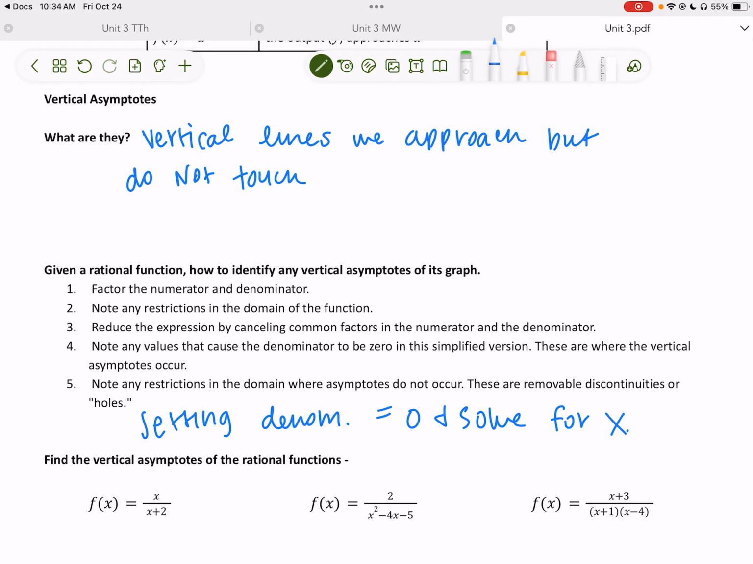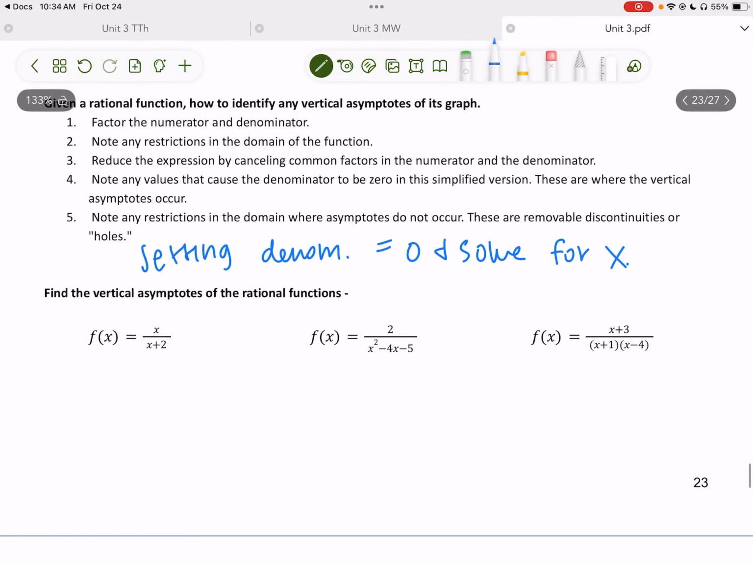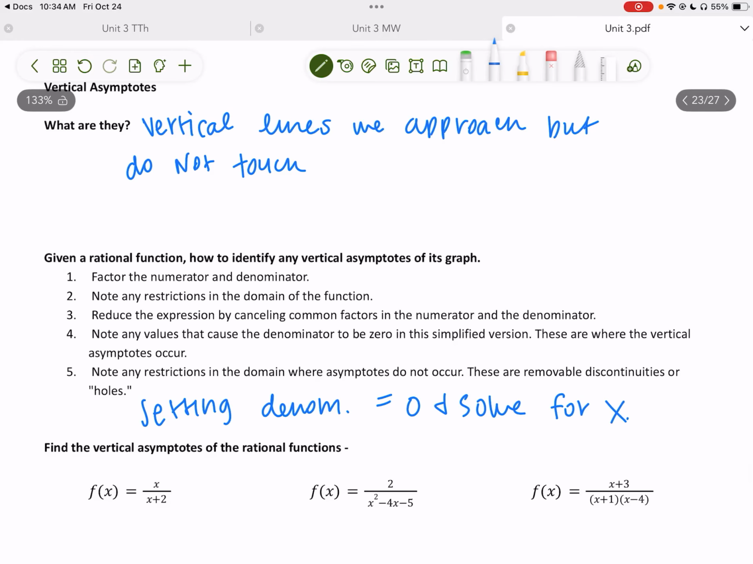We talked about how the denominator can't be 0. And what happens when it is 0 is the vertical asymptote. Since it is a vertical line, it has the equation of x equals c, where c is a constant number. So just keep that in mind. It's always just going to be x equals. It's just going to be a vertical line where x equals c.